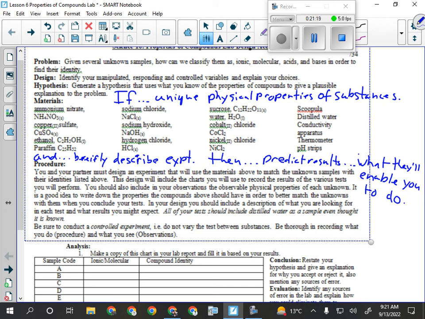The observable properties test is the one where we look at color, state, crystal shape, all that kind of stuff. After the observable properties test, we do the solubility test, which includes adding water and taking the temperature while the dissolving or not dissolving is going on. We're recording whether it's dissolving and whether the temperature is changing or not. Then we do the conductivity test, where we take the conductivity apparatus, put it in the solution, and test the conductivity.